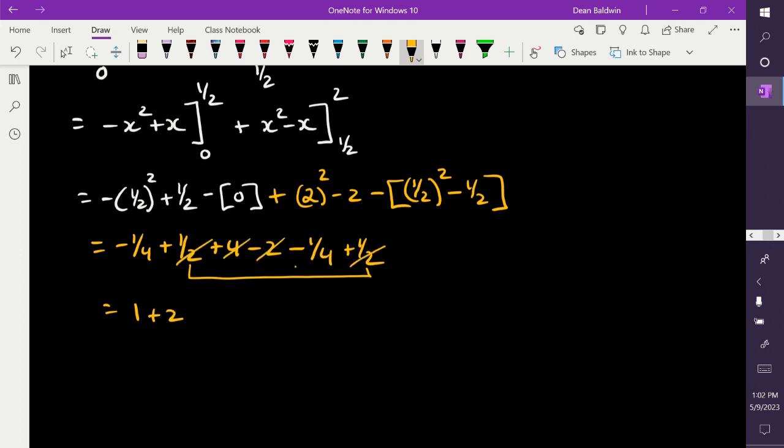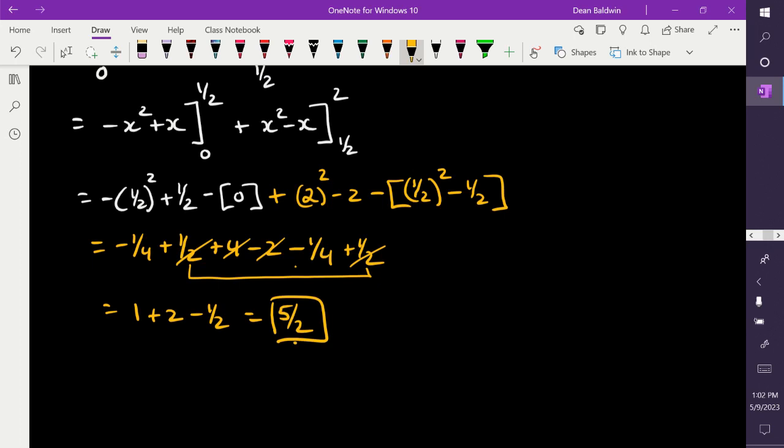What's negative a quarter minus a quarter? Negative 1/2, right? 2 plus 1 is 3. 3 minus a half is 2 halves, or 5/2. That's the area. Now, you can check it on Desmos.